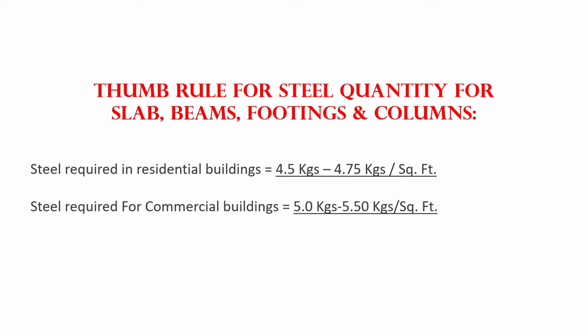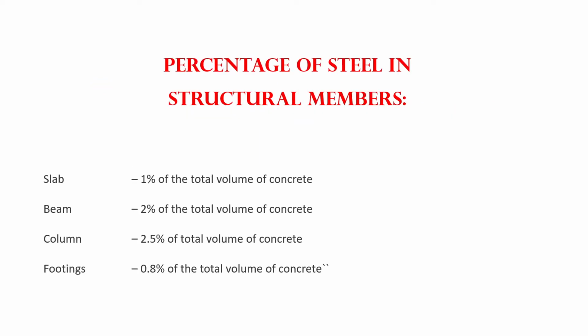The second thumb rule we are going to see is the thumb rule for steel quantity for slabs, beams, footings and columns. The total steel required in a residential building will be 4.5 kgs to 4.7 kgs per square feet. This is a combination of steel required by slabs, beams, footings and columns. And the steel required for commercial buildings will be 5 kg to 5.5 kgs per square feet.